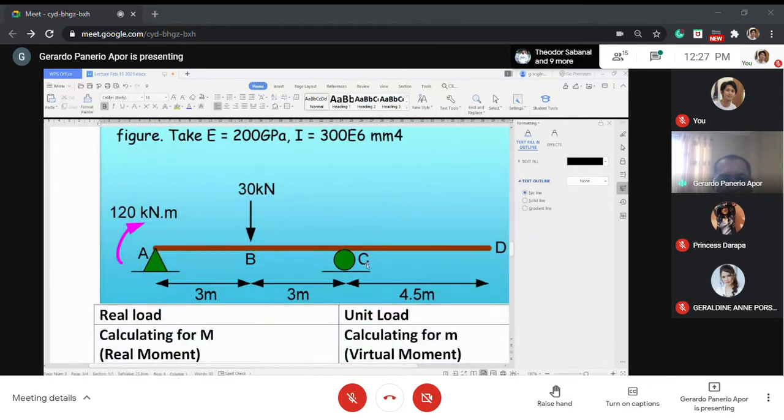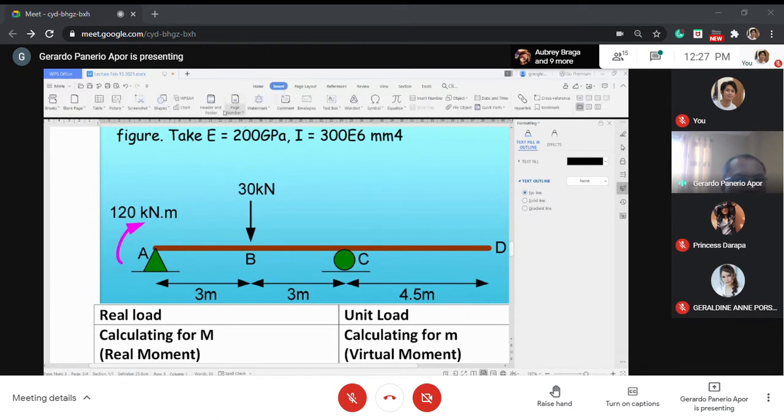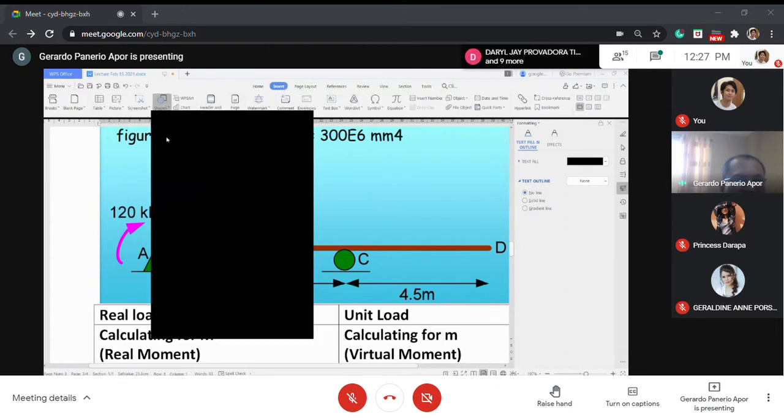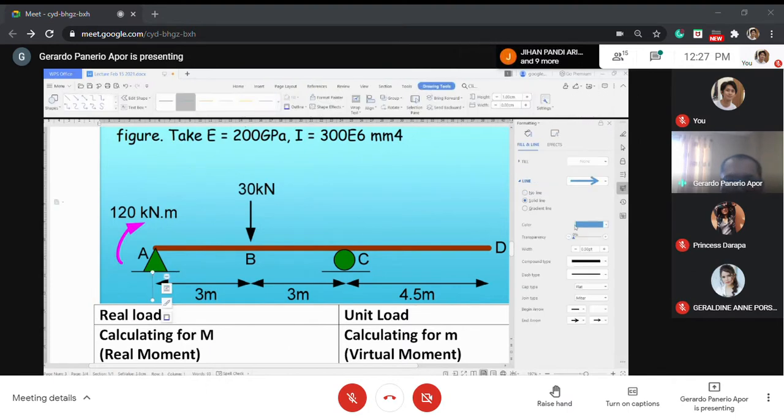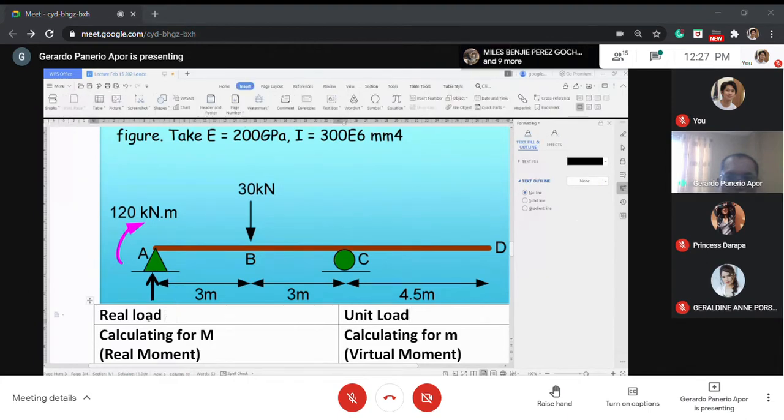Now, example number 2, which is our topic for this afternoon, has a different type of beam. Still, this is what we call a simple beam, supported by a pin at A and a roller at C. So what happens here is we will have a reaction. I will insert a reaction. Maybe I make that 30. So that's what is called the reaction at A.